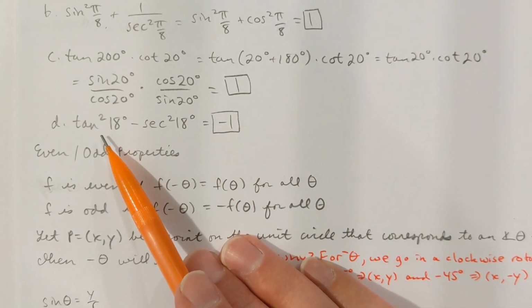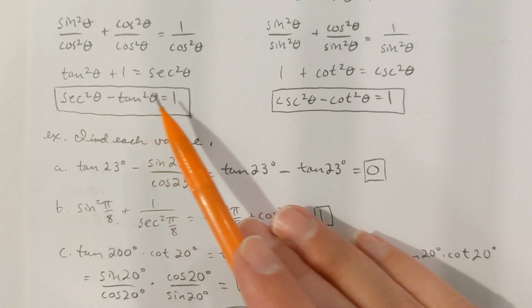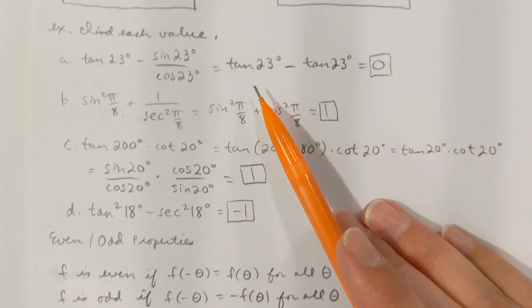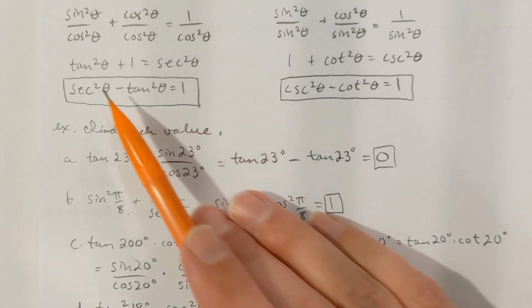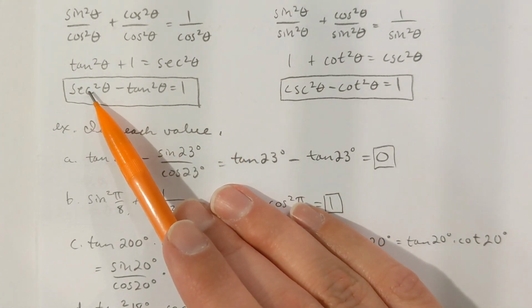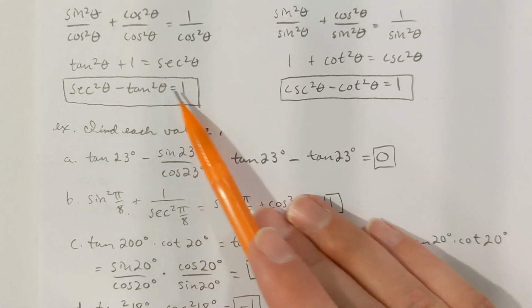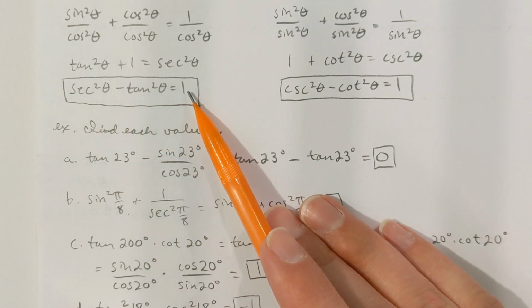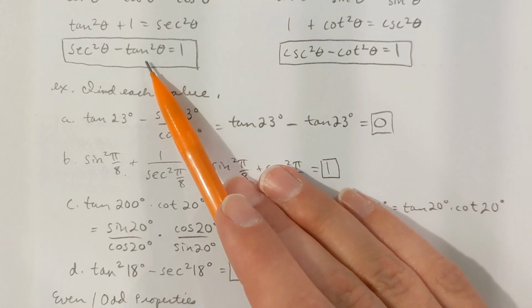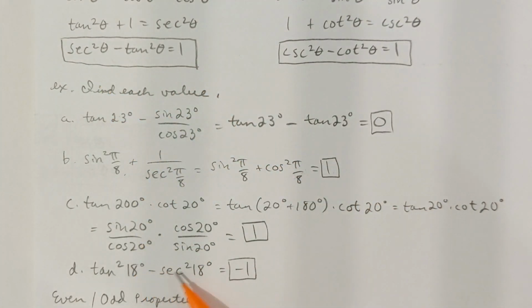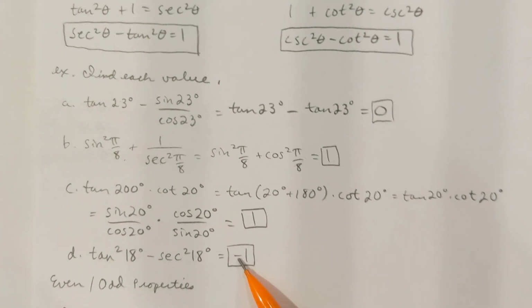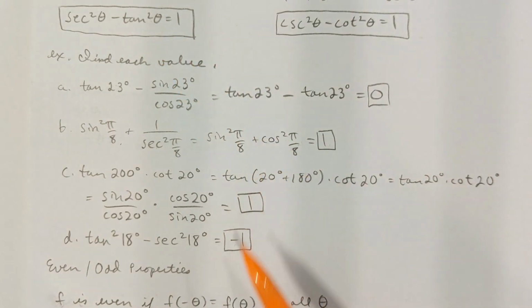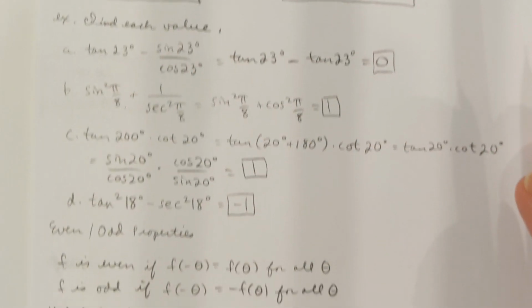Part D. Okay, here's one of my Pythagorean identities here. Secant squared of theta minus tangent squared theta is 1. If I multiply both sides of this equation by -1, then tangent squared of an angle minus secant squared of that angle is -1. So just to go right to the answer using this identity, the answer is -1.